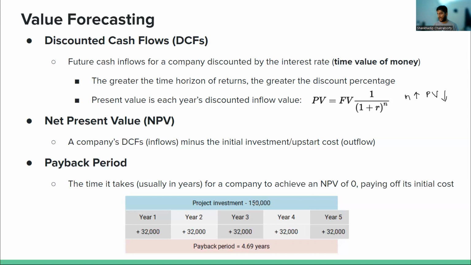So over here, it says that a particular investment was $150,000. That's going to be negative right here. Each year they bring in $32,000, and it takes about 4.69 years for the NPV to hit 0, for the investor to get all that money back, the $150,000. Once you hit a middle value, you just do however much is left divided by the previous cash flow over here. So that's payback period. How long does it take for me to get paid?